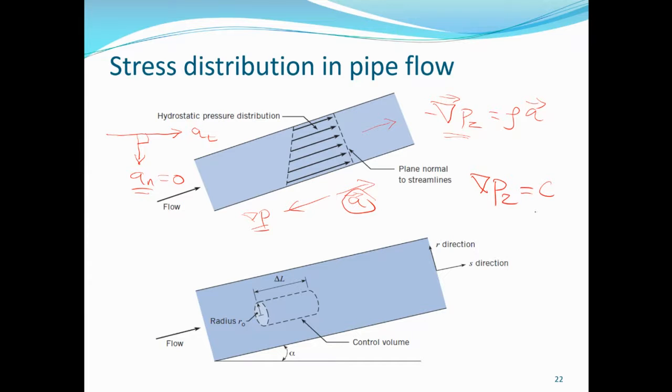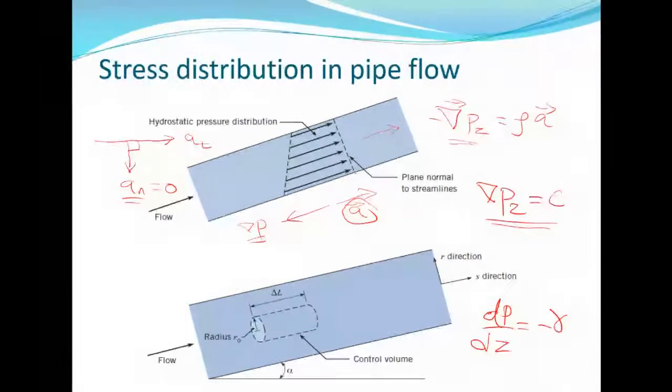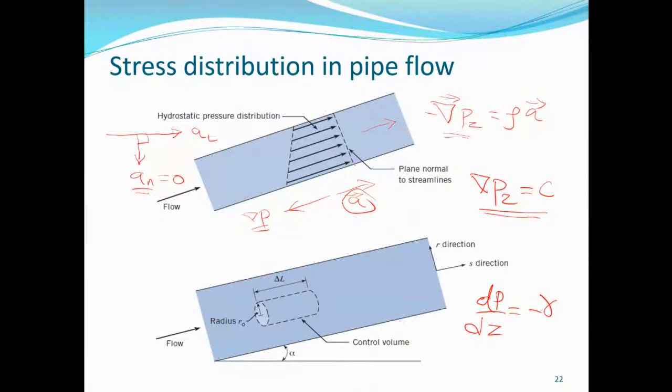Okay, if it is equal to constant, then this is the statement of the hydrostatic pressure distribution. dp/dz equals minus gamma, which is also constant. So the pressure is hydrostatic for any plane normal. And by hydrostatic it means it increases linearly with depth. So this is the linear increment, it increases down, you can see, due to the weight of the fluid acting.